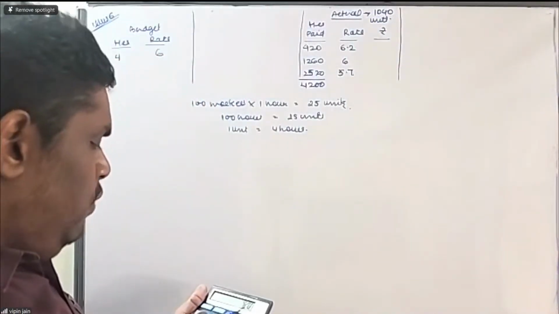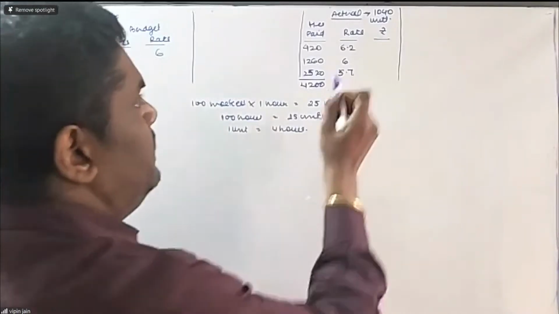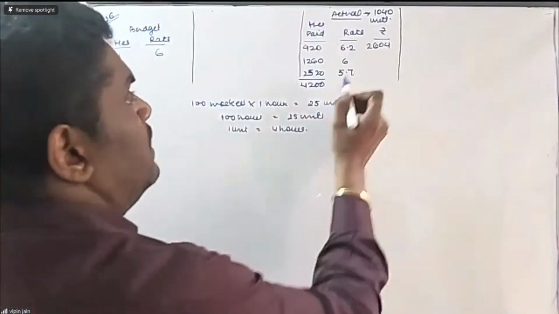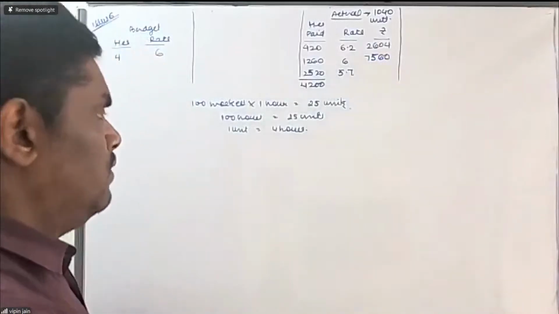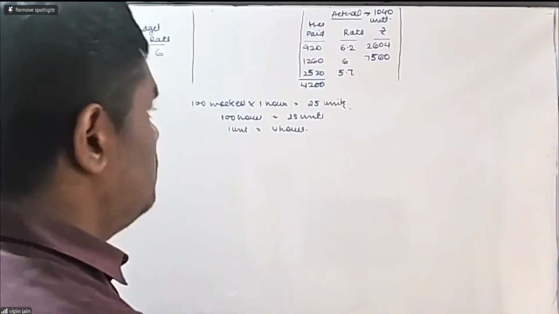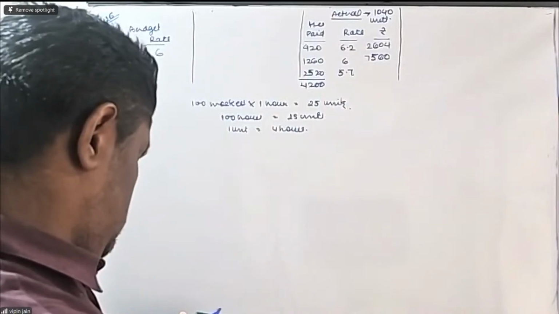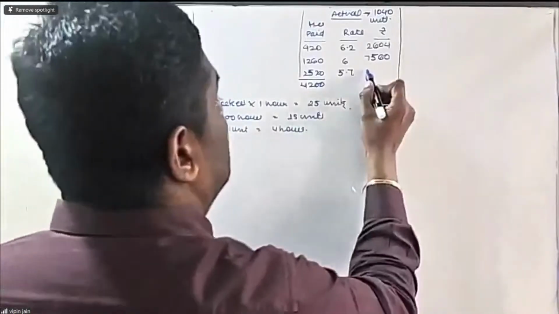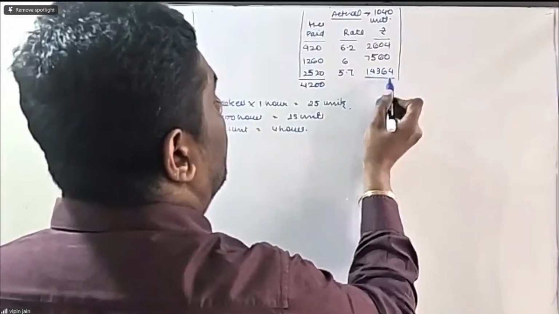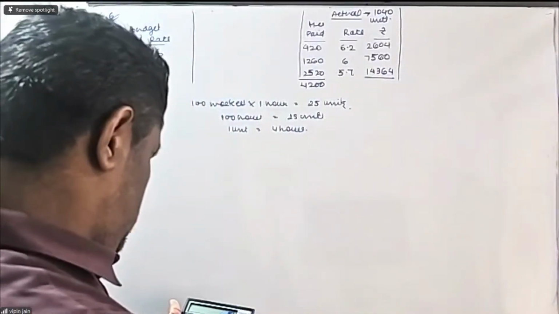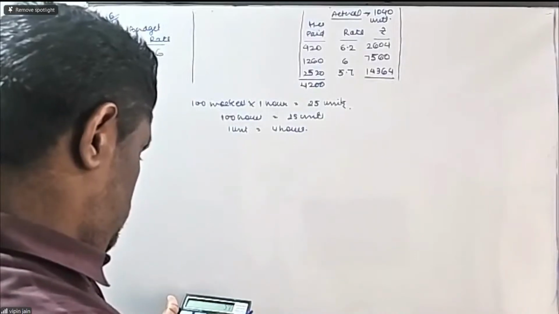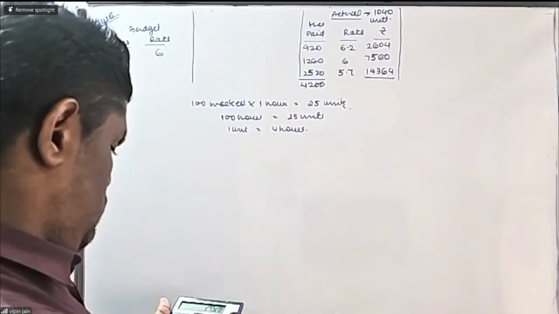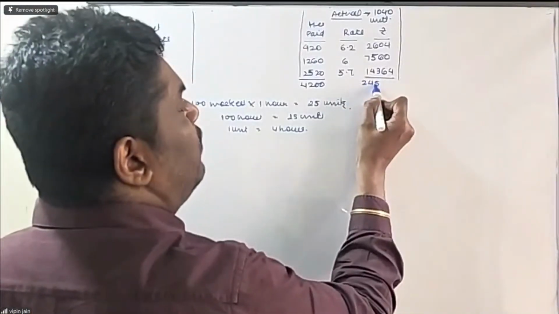So we'll calculate the amount also, 420 into 6.2. So this will be 2604. This will be 7560. This will be 24,528.